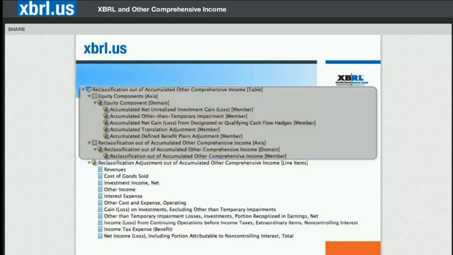Here you can see the two dimensions in UGT grouping 500,000 that should be used for tagging the relevant portion of an income statement caption that was adjusted by a reclassification from a specified component of AOCI during the period. And when I say two dimensions, I'm really referencing the two axes that would be used, the equity components axis and this reclassification out of AOCI axis.